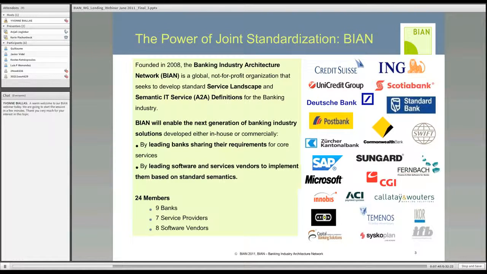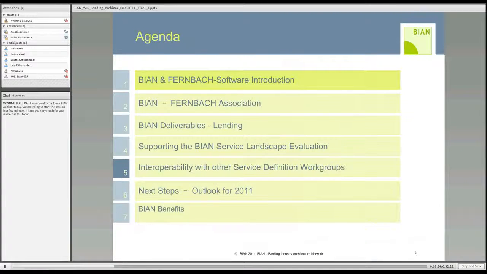And I'm sure on that note, everyone is very keen to look into the details of our deliverables. But before we get into that, I'd like to quickly run through the agenda a bit more. You have already started with the Buyin introduction. I will continue with a short introduction of FERNBACH Software, and our association with Buyin. Why did we join Buyin, and what was our reasoning behind doing that?